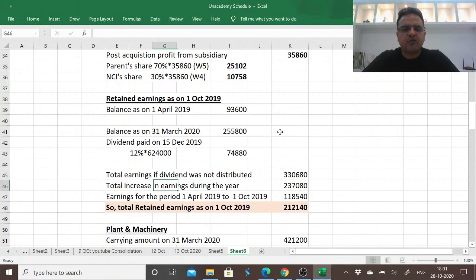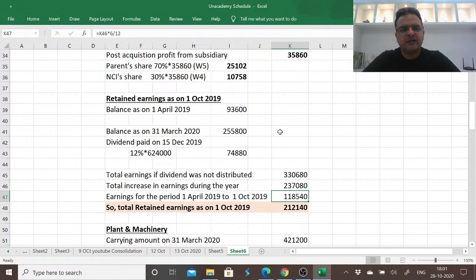So we tried to know how much was the total increase in income during the year. We compared it with the opening balance of 93,600. We got to know that 237,080 was earned during the year. So if 237,080 was earned during the year, how much was earned during the 6 months period? During the 6 months period, the entity earned 118,540.